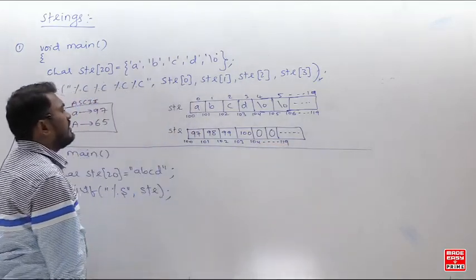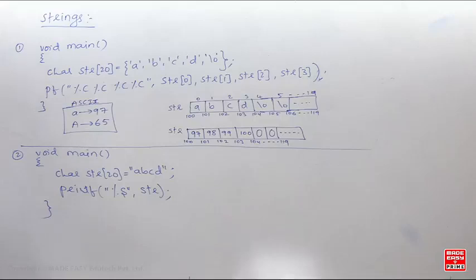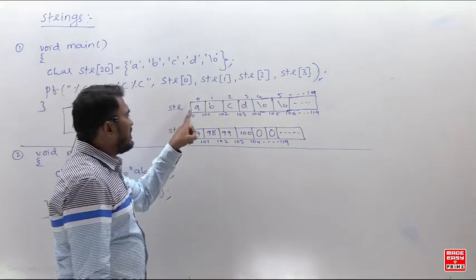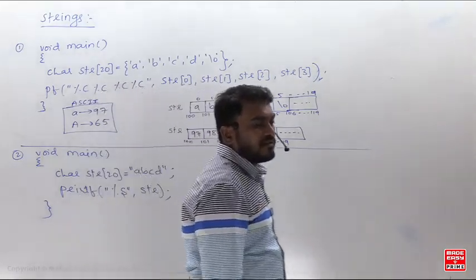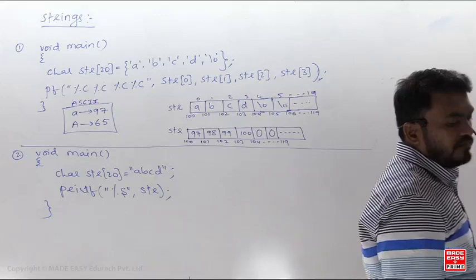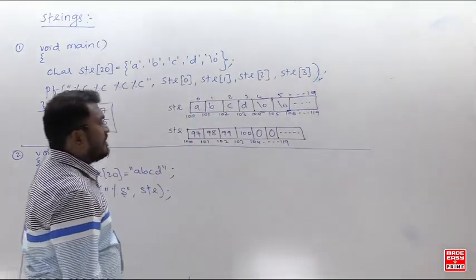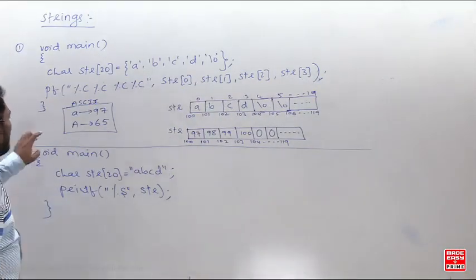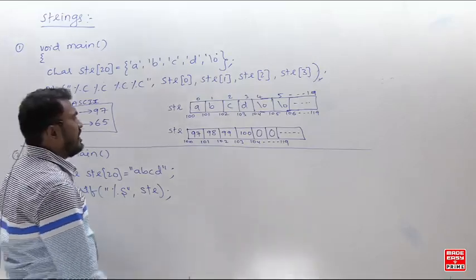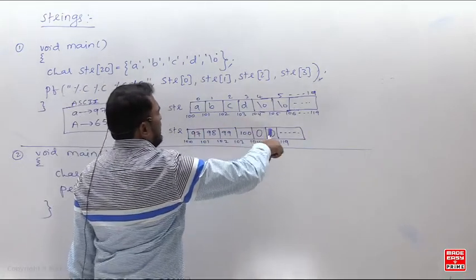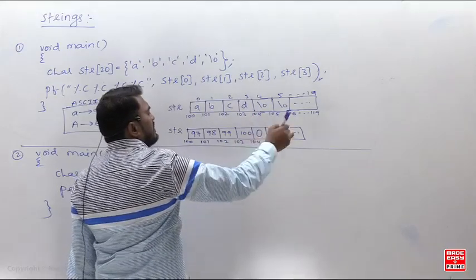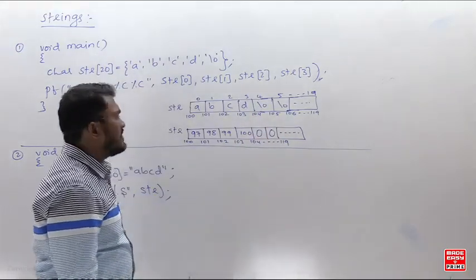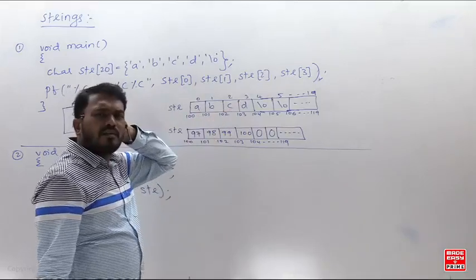Why does everyone take 1 byte? Because it is a character, and a character takes 1 byte. So copy this: every character of the string is stored in the memory sequentially in the form of their ASCII values. Small a ASCII value is 97, capital A is 65. So it will be stored in the memory like this: 97, 98, 99, 100. Backslash 0 means the null character, ASCII value 0. So remaining all will be zeros only.